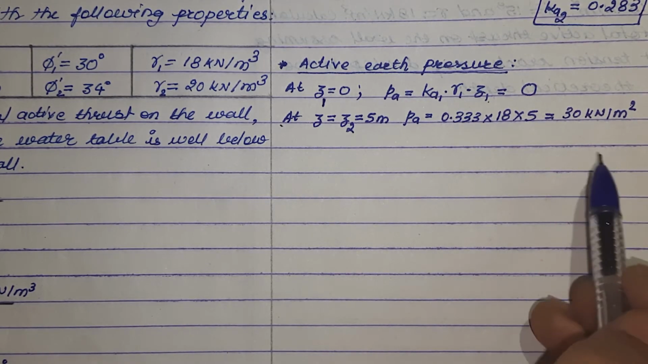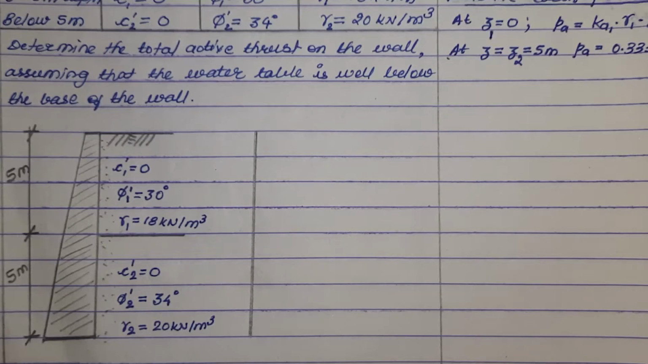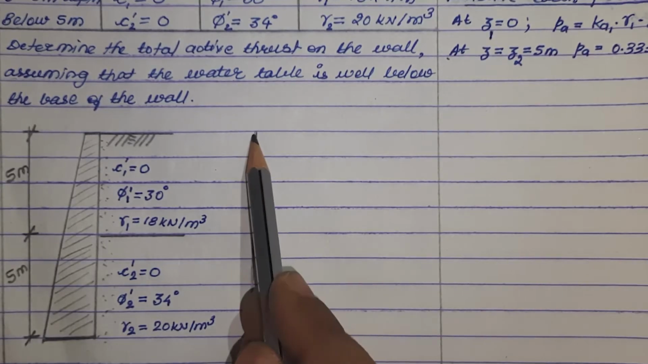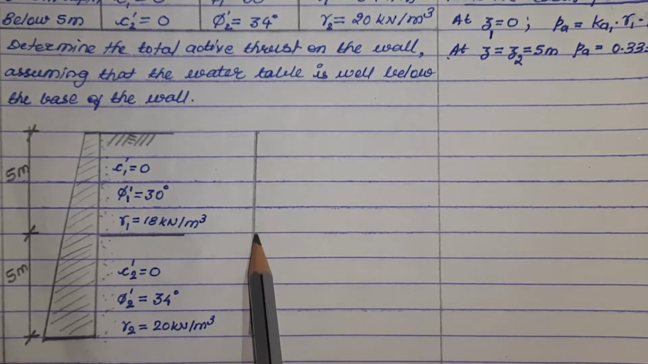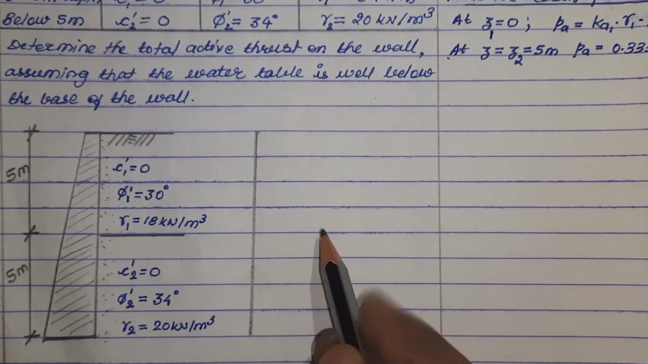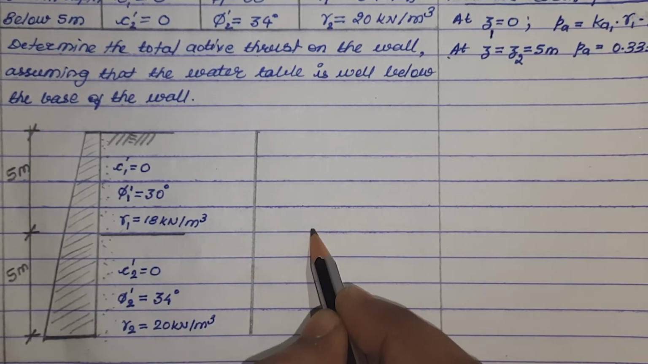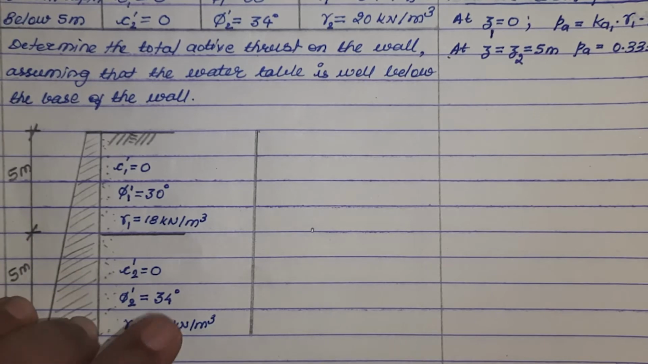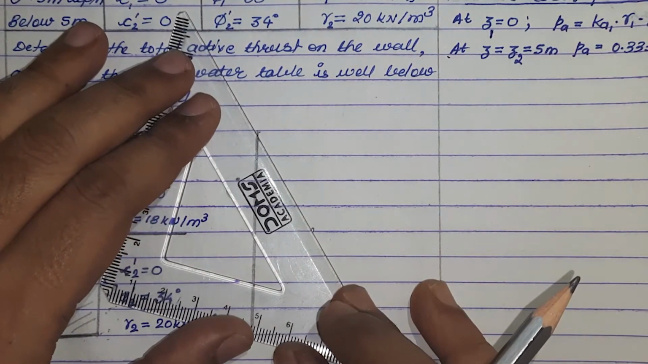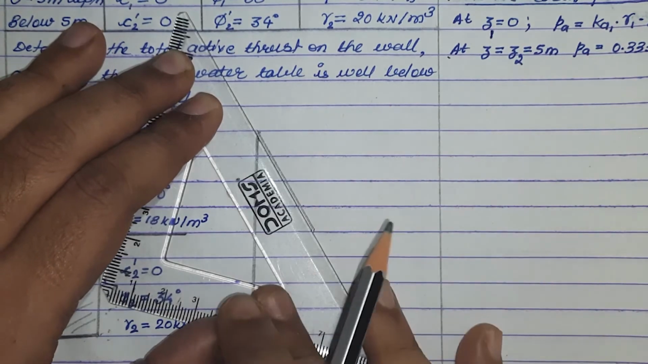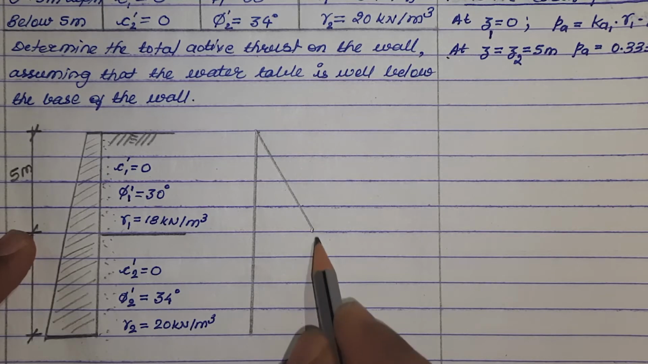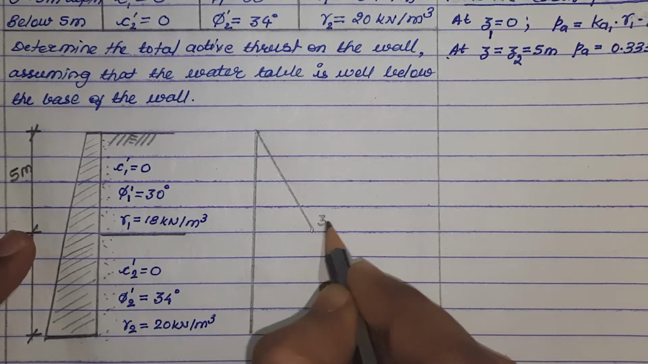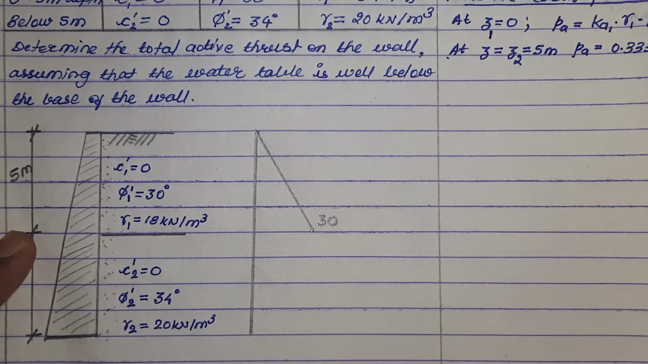Let us try to show these values in the form of a diagram. Thus, at Z equal to 0, at this level, the active earth pressure is 0, and at Z equal to 5 meter, the active earth pressure is 30 kilonewton per meter square. So let us show 30 kilonewton per meter square somewhere here, and we will join these 2 points. So this is going to be the triangular distribution of the pressure, and this value will be 30 kilonewton per meter square.